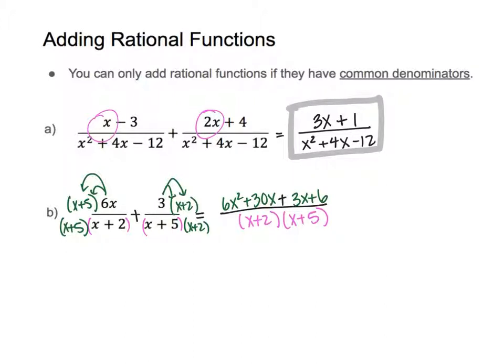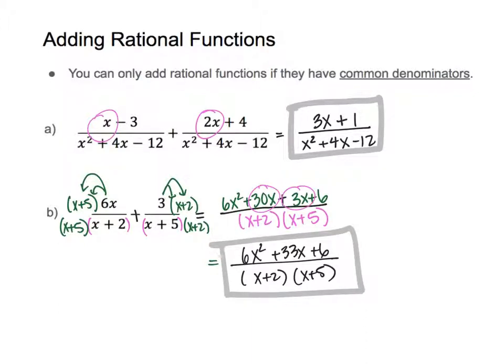And so when I look at this, let's see if I can combine any like terms here. In the top here, I have a 6x squared. I don't have another x squared, so I can't combine. But I have two x terms, 30x and 3x. If I add these two, I get 6x squared plus 33x plus 6. And then the bottom, I just have x plus 2 and x plus 5. And now when I look at the top here, I can't combine any more like terms. There are no more like terms. So in this case, this is my final answer.